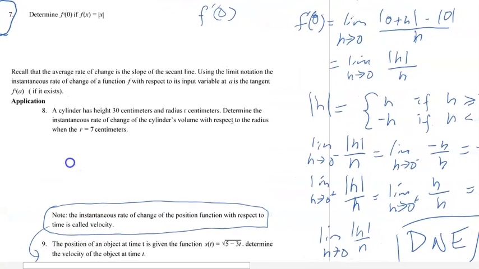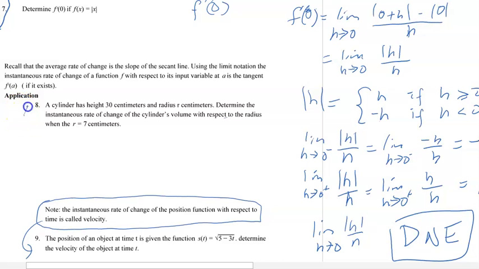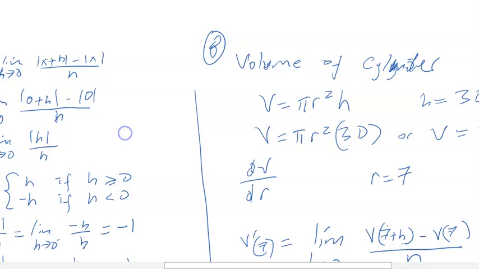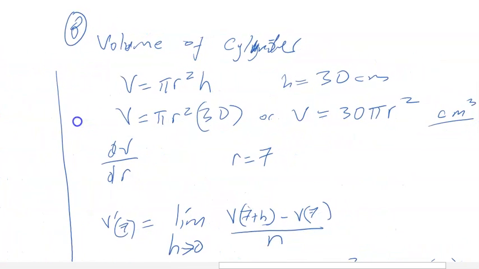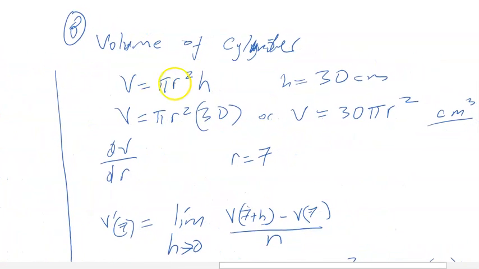Let's look at another problem, an application problem. A cylinder has a height of 30 centimeters and a radius r centimeters. Determine the instantaneous rate of change of the cylinder's volume with respect to the radius, where r is equal to 7 centimeters. So recall our volume of a cylinder formula.